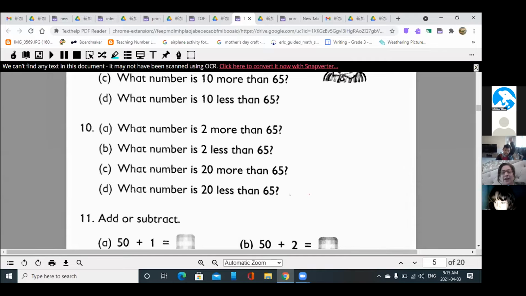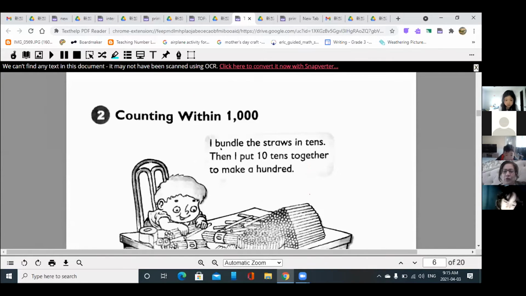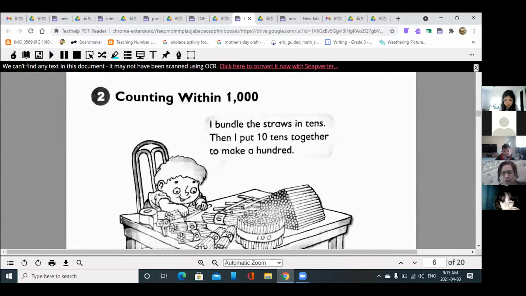Now, D, what number is 20 less than 65? Matthew, I see your hand up. What would you like to say? 45. Good job. Boys and girls, you're doing an incredible job. So proud of you. Keep it up. Okay, let's move on to a few more different problems, okay?